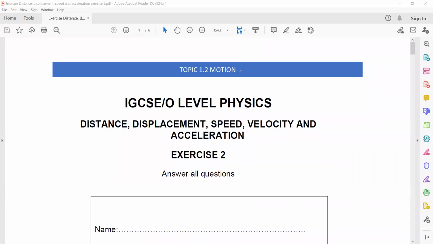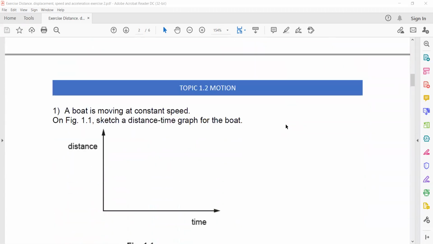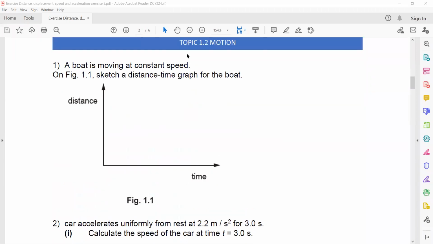So this is an exercise related to distance, displacement, speed, velocity and acceleration. Exercise 2. In the first part, in question 1, a boat is moving at a constant speed. On a figure, sketch a distance time graph for the boat.